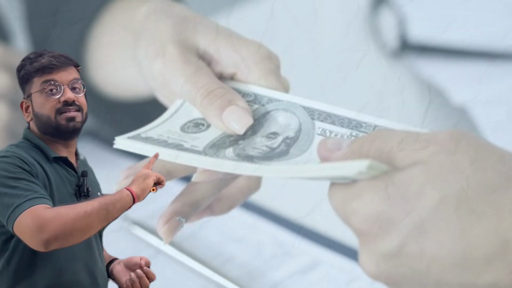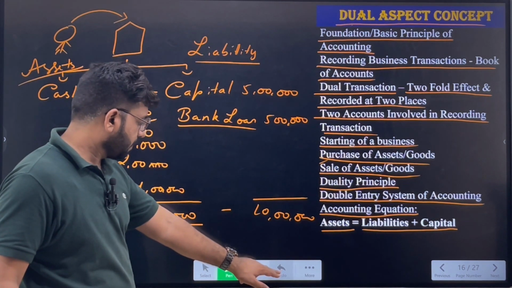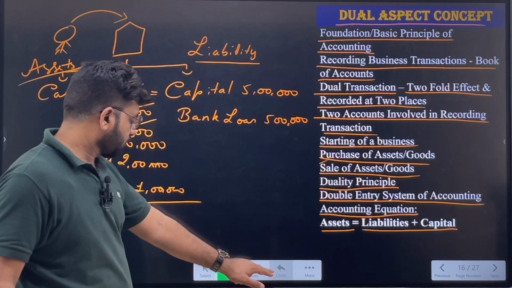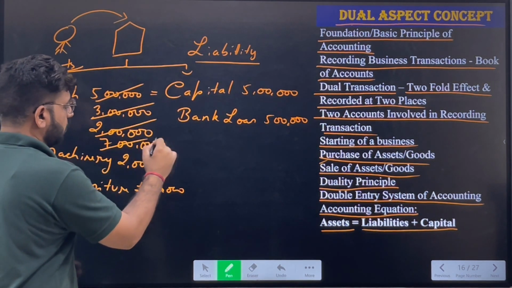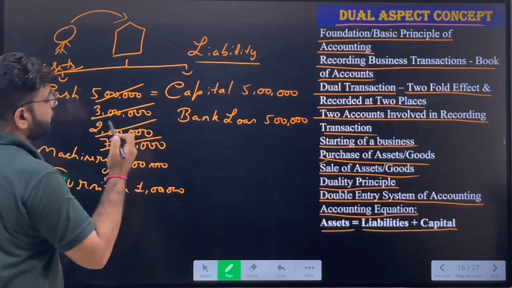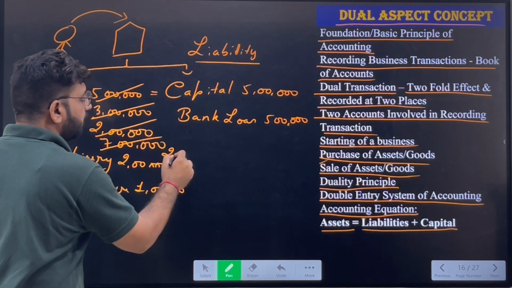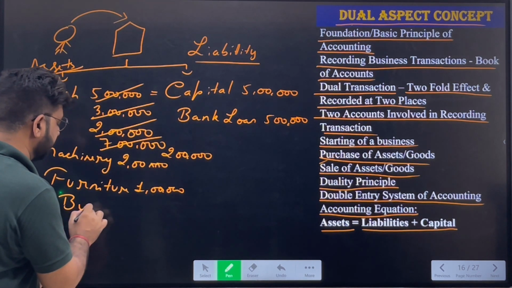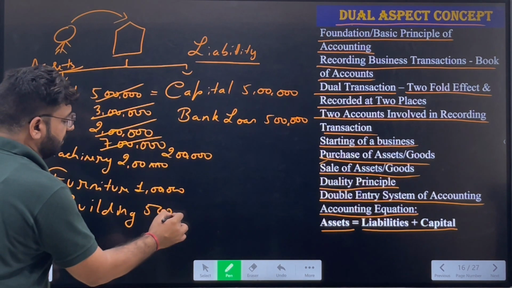Now I had taken this loan in order to purchase the building. Now let's purchase the building. If I purchase the building, I will have to spend the cash. So I had cash of how much? 7 lakhs. Now, if I purchase a building for rupees 5 lakhs, the cash which will remain with me will only be 2 lakhs, and another asset with the name building will appear with rupees 5 lakhs.